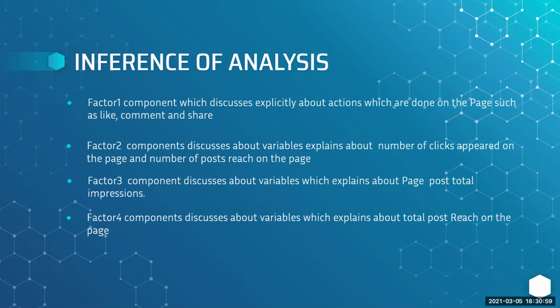We can say that factor 1 consists of variables which explain the actions done on the pages, such as like, comment, and share. Factor 2 consists of variables which discuss the number of clicks on a page and the number of posts on a page. Factor 3 discusses the variables which explain page post total impressions. Factor 4 discusses the variables which explain total post reach on the page.